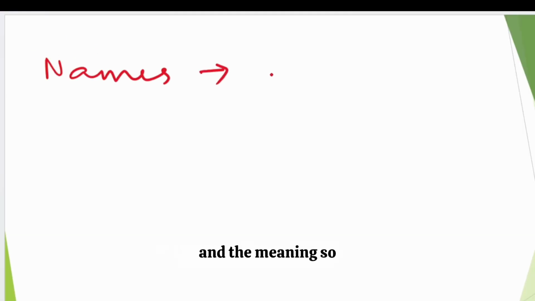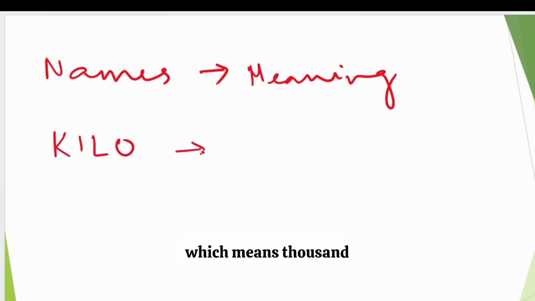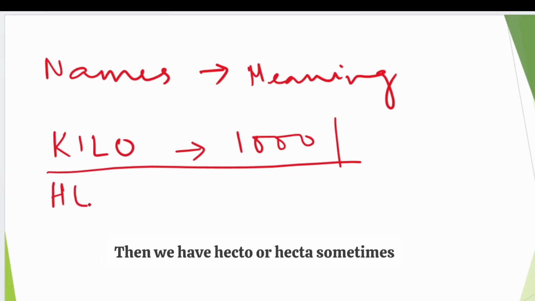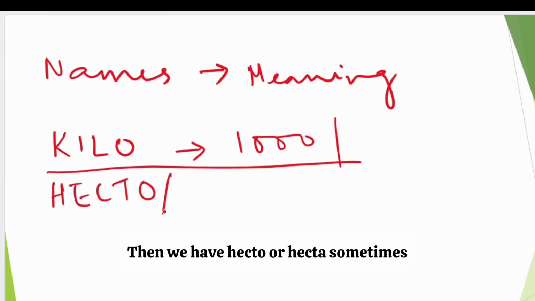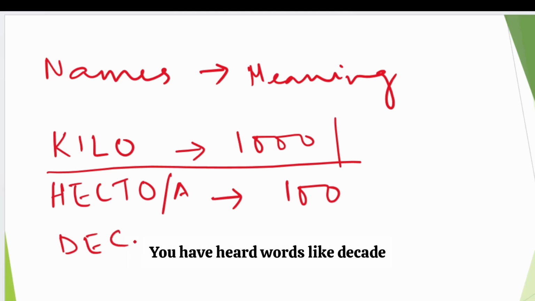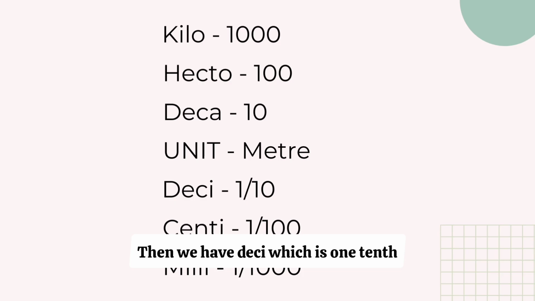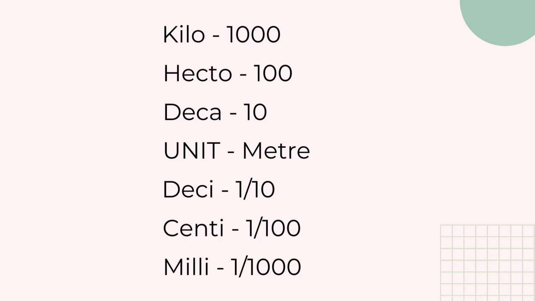So the first thing that we learn is the names and the meanings so that conversion becomes easier for you. Let's start with kilo, which means 1000. This is all Greek. Please know all these words are Greek. Then we have hecto or hecta, which means 100. Then we have deca. You have heard words like decade, which means 10. Here we put the unit. Then we have deci, which is 1/10. We have centi, which is 1 by 100. And we have milli, which is 1 by 1000.